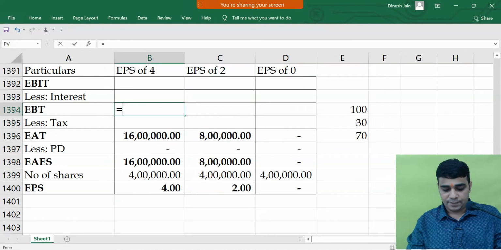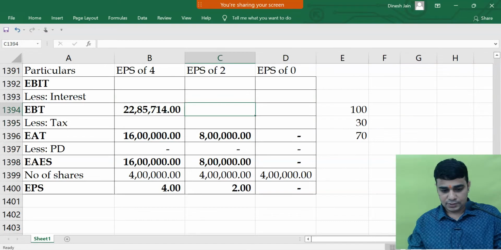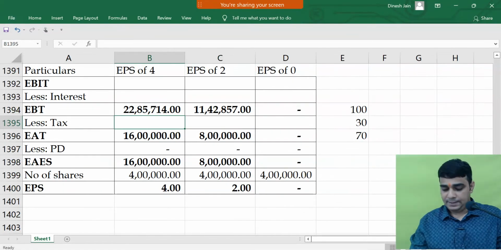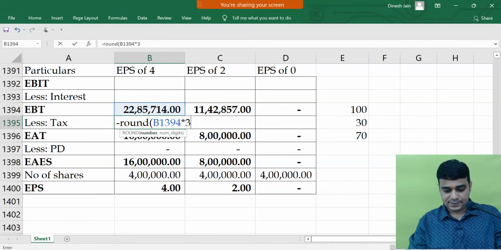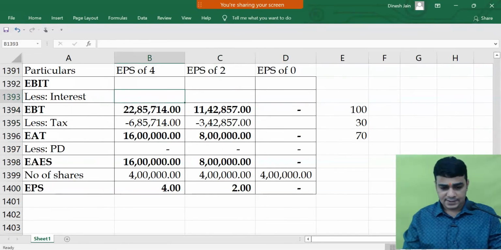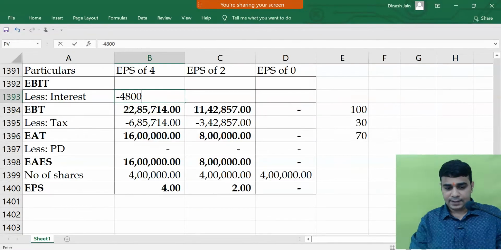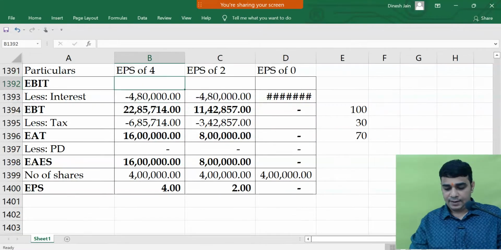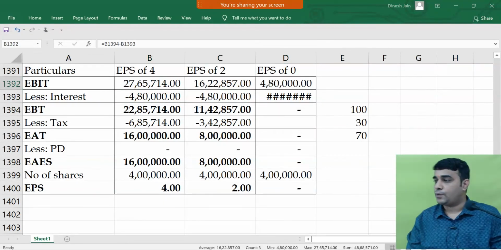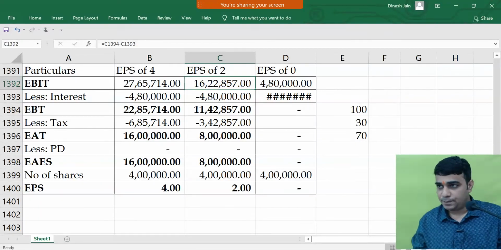So I am doing grossing up of this. This should be my EBT. Tax is 30% of this. Interest in this case is, you have 12% debentures of 40 lakhs, so 4 lakh 80, and by reverse working we get to know my EBIT should be this much. The question's requirement was to calculate what is the likely EBIT if EPS is 4, 2 and 0. Clear? Any doubts on this?